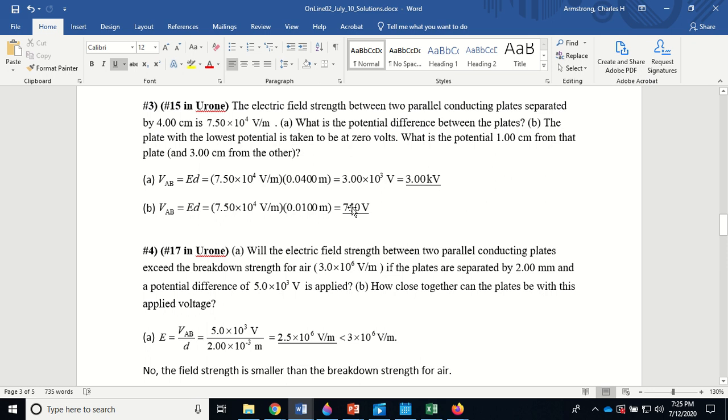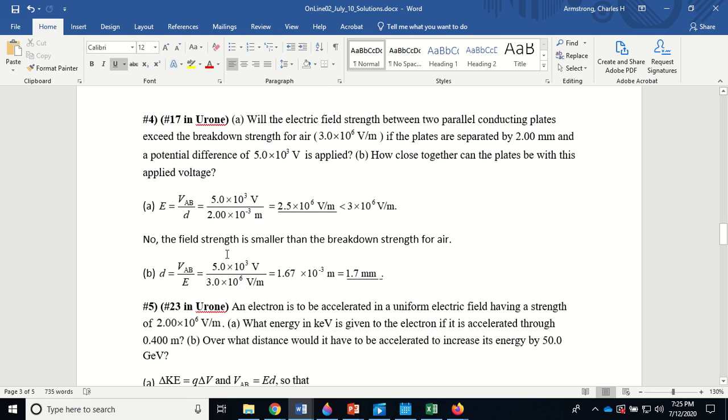See, it goes 750, 1,500, and then 2,250, and then 3,000. It goes up every centimeter. It goes up 750 volts until we get to 4 centimeters. It would be 3,000 volts.